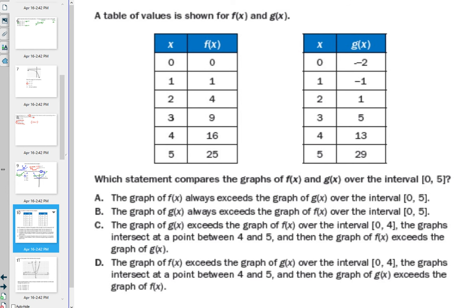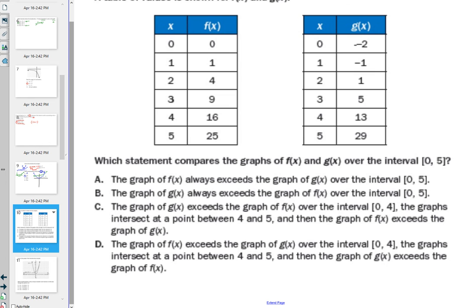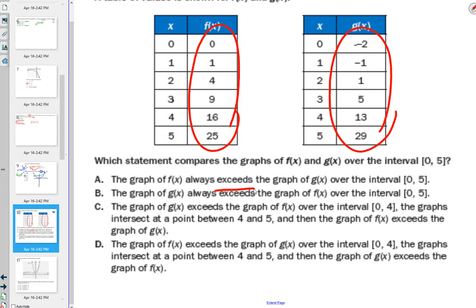A table of values is shown. Which statement compares the graphs of f of x and g of x over the interval? The graph of f of x always exceeds the graph of g of x. Oh, this is what you were asking for. What does the word exceed mean? To exceed means to go beyond. In this context, it's being used as bigger. Is f of x always bigger than the g of x that it corresponds to?